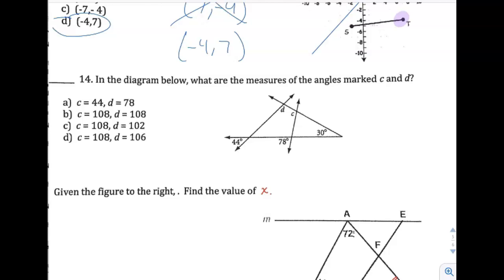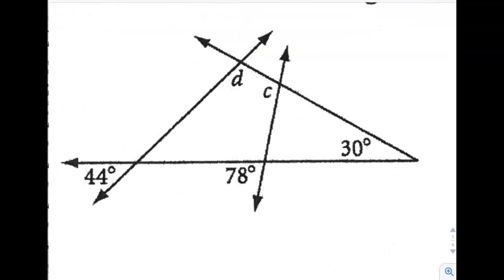Number 14. This is a review of angles, because we have to remember all the old stuff too. And I know it wants C and D, but I'm just going to start finding everything I can. Because if you jump right to C and D, you might not have enough information yet. So just start finding stuff that you know. For example, if this is 44, then so is that, because it's vertical. So this has to be 44. If this is 78, what's next to 78? It has to be supplementary on a line, so that has to be 102. This would be 78, because it's vertical with that 78.